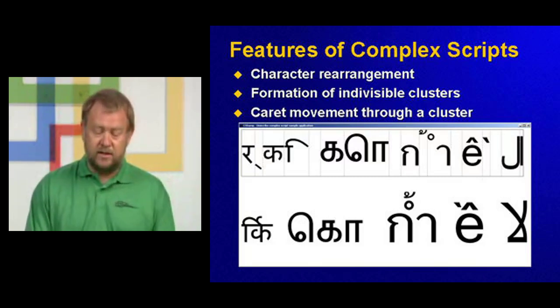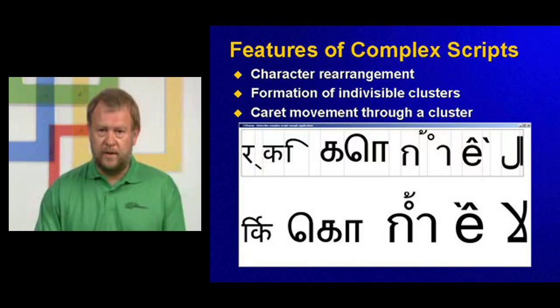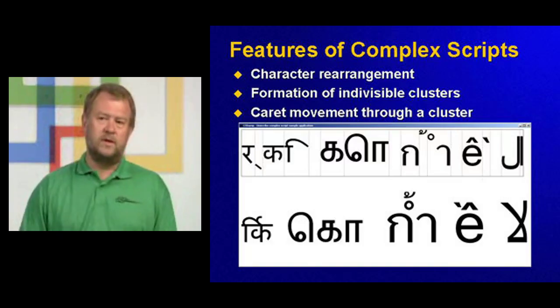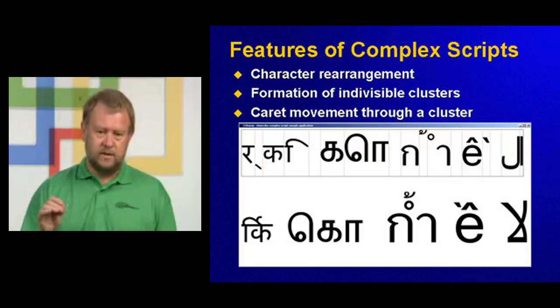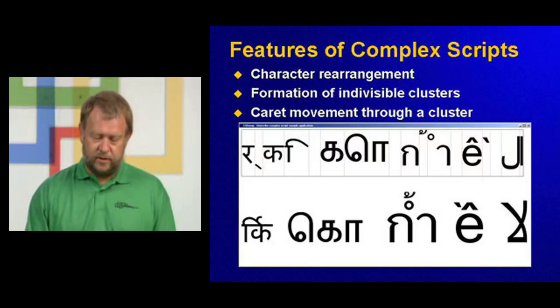What this means is that you can't make assumptions in software about the relationship between the number of characters and the number of glyphs, because in this case I have one character, this character, which is displayed as 2 glyphs, one to the right and one to the left of the preceding character in the stream. And these are some other examples.